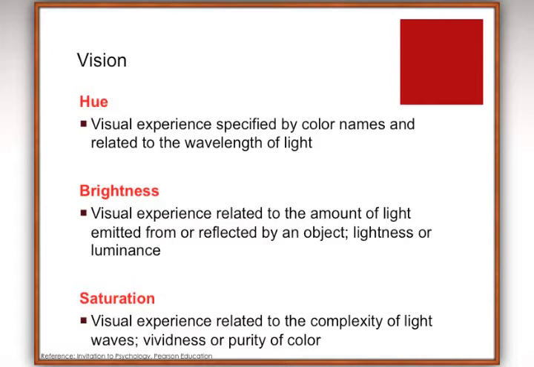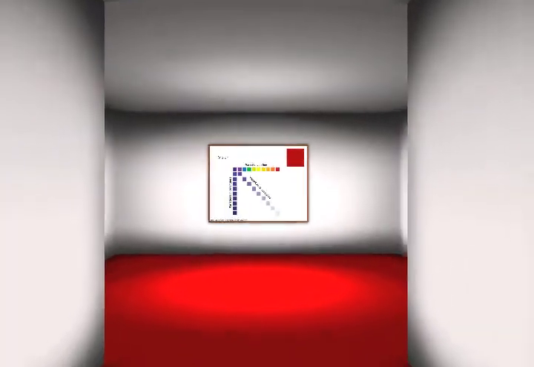Brightness refers to the visual experience related to the amount of light emitted from or reflected by an object. It can also be called lightness or luminous. Lastly, saturation refers to the visual experience related to the complexity of light waves.